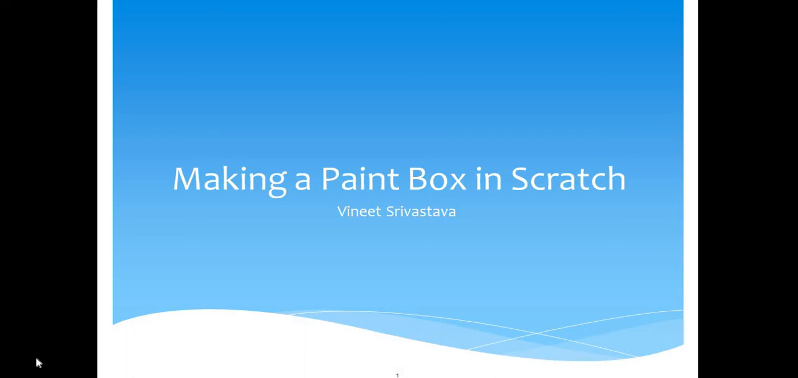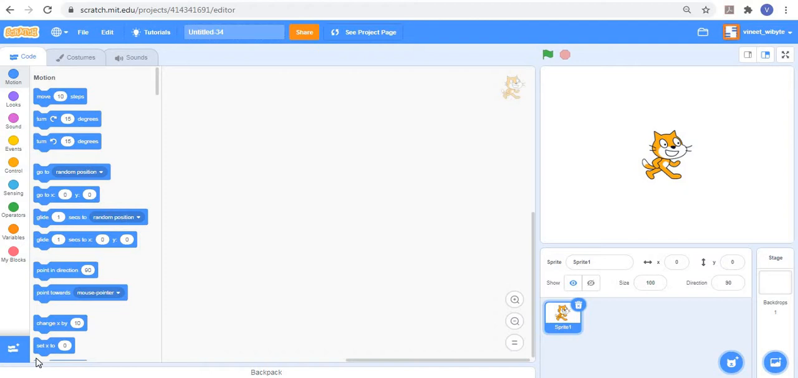Hello everybody, welcome back. In this video, we shall look at how we can make a simple paint box in Scratch. By paint box, we mean a very simple version of, say, Tux Paint or MS Paint paintbrush. For this purpose, let's go to Scratch, and the first thing we would do is create a new sprite which is going to do the drawing for us. Remember, the way this would work is when we click the mouse, it's going to draw something.